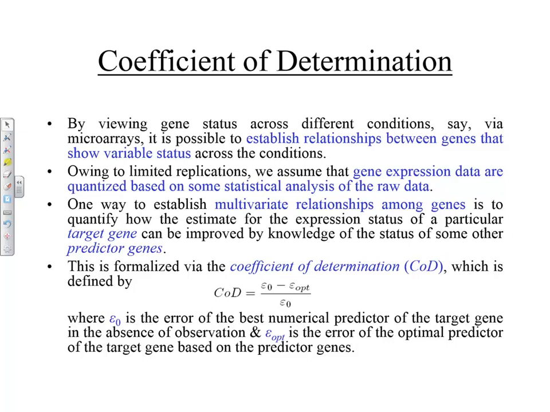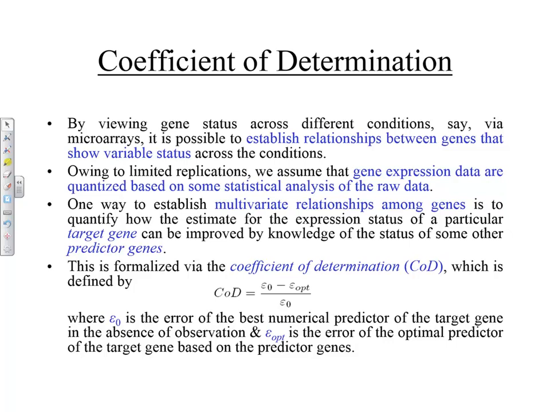So basically epsilon 0 is the best prediction that you can make about the activity status of a gene, right? Without seeing any other genes, without any side information, okay? Epsilon opt is the error that you will get for the best predictor that makes use of that side information, the information about those other genes, okay? And this ratio is defined as the COD, right?